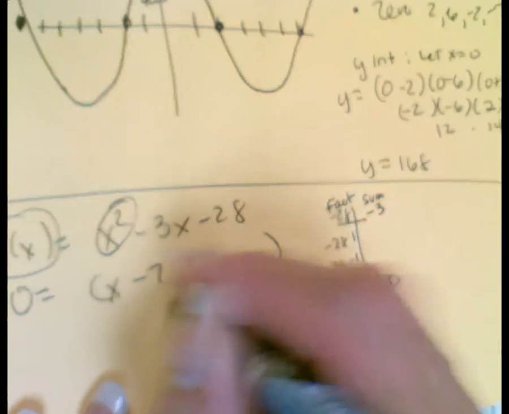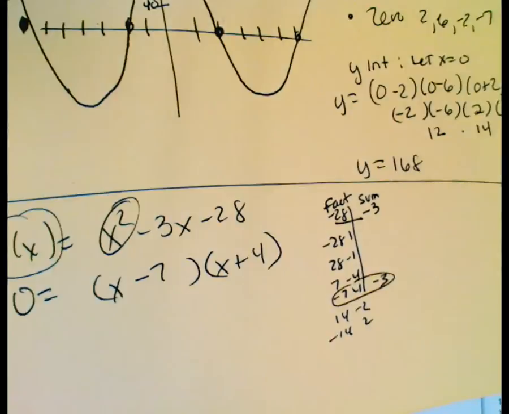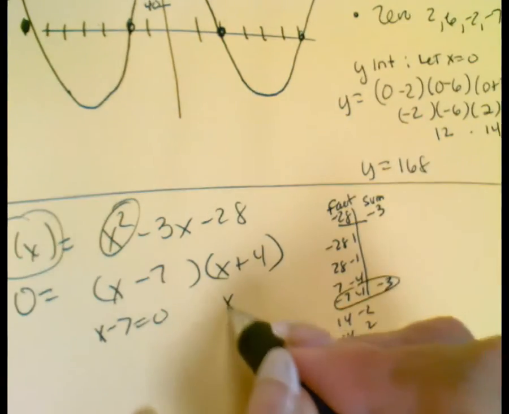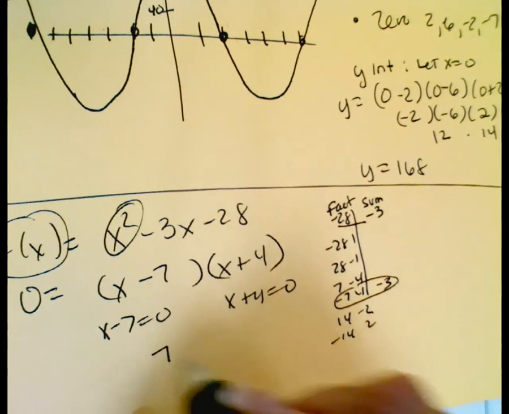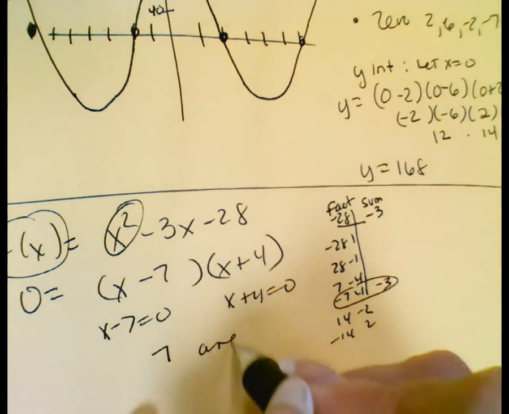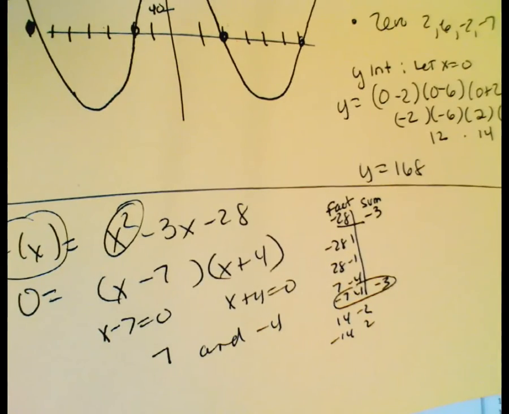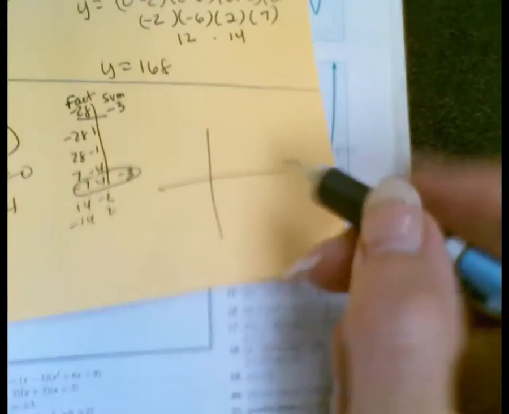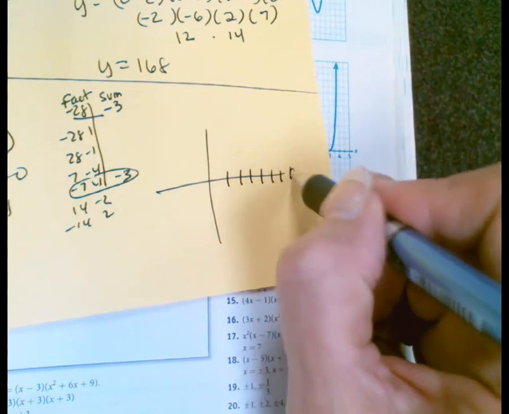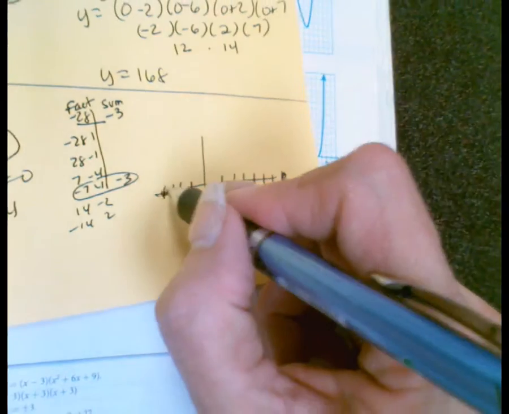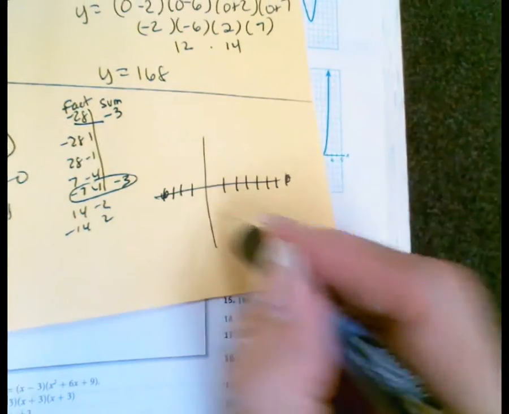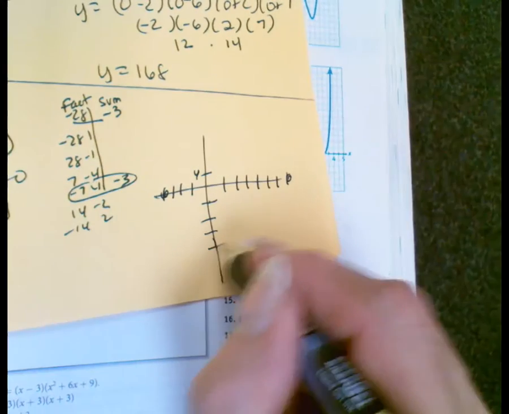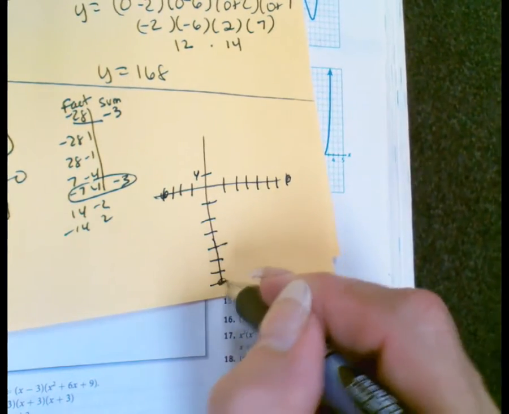So it's going to be negative 7 and positive 4. So what are your zeros? Well, you're going to take this factor and set it equal to 0. You're going to take this factor equal to 0. So 7 and negative 4 are your zeros. So that means, without using a calculator, that 7 and negative 4 are my zeros. My y-intercept is negative 28. I'll go by 4s. 4, 8, 12, 16, 20, 24, 28.